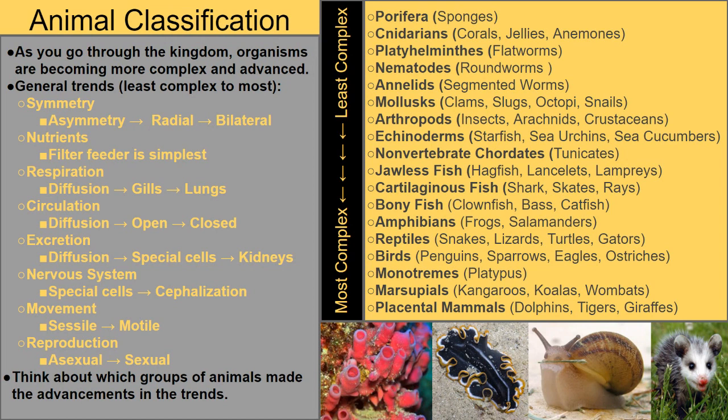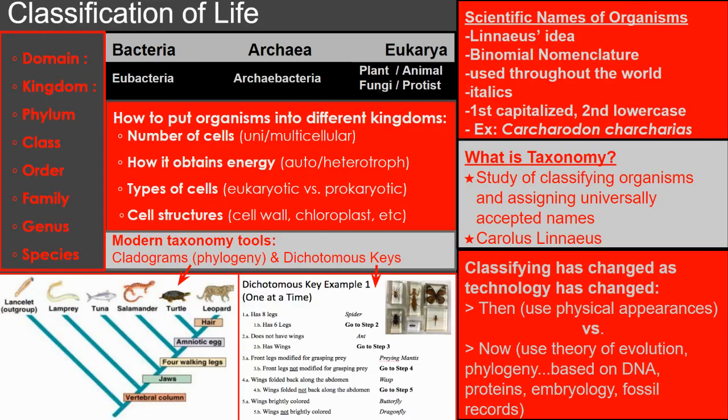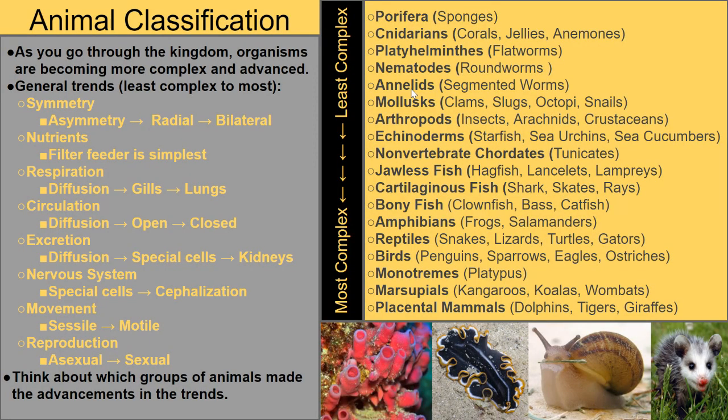Everyone, welcome to our review of the classification of animals. So we are looking at only the animal kingdom. If we look back here, we can see that there are six kingdoms: eubacteria, archaeobacteria, plants, animals, fungi, and protists. And we are only looking at the animal kingdom here.